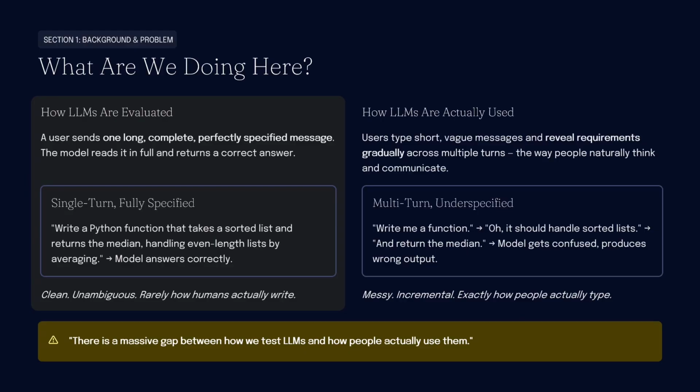incremental. But the right side of this shows how LLMs are evaluated. Benchmarks like HumanEval and GSM-8K assume that the user sends one perfectly written, fully specified instruction and the model answers. Clean, unambiguous. The paper's central observation is simple but powerful. There is a massive gap between how we test LLMs and how people actually talk to them, and nobody had measured how big that gap was until this paper.